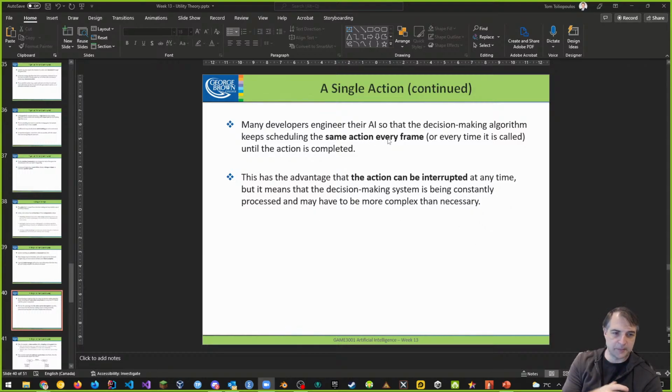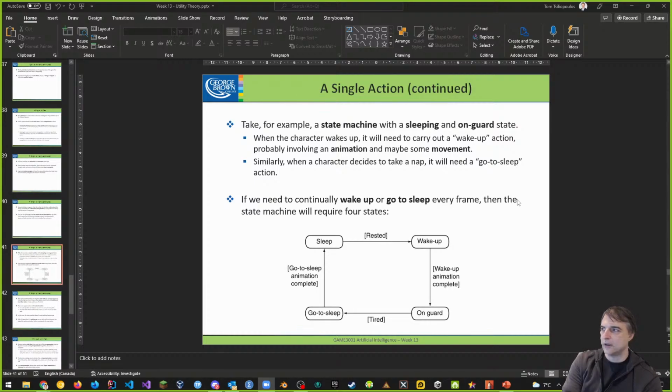So we have some kind of same state every round, and then we interrupt the action by kicking in another decision. So here's an example of a state machine with a sleeping and on guard state. Okay, two states, sleeping and on guard. When the character wakes up, it will need to carry out a wake up action, probably involving some kind of animation and maybe some kind of movement. I'm waking up, right? Maybe I'm getting out of bed, whatever's happening, right?